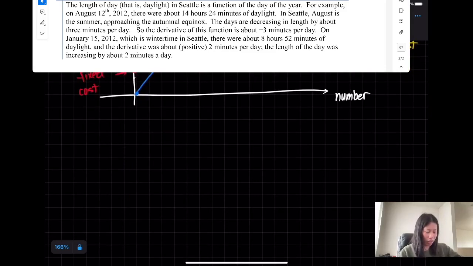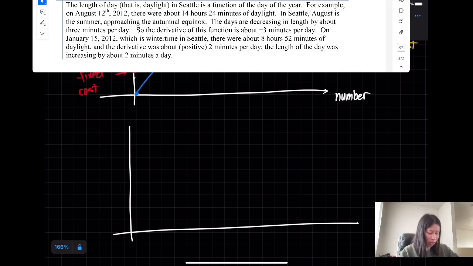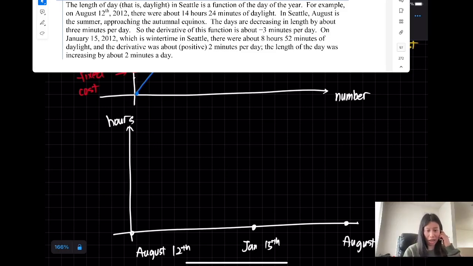So if we're starting, our starting point is August the 12th. And then here, let's say January the 15th. And now a whole year, this is August 12th. So this is hours. How many hours of daylight? In August, maybe you reach the peak, which is 14 hours, 24 minutes. This is 14 hours, 24 minutes.